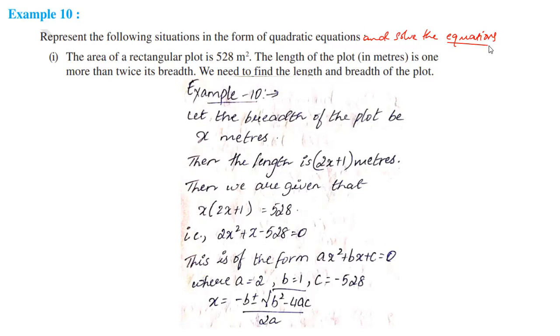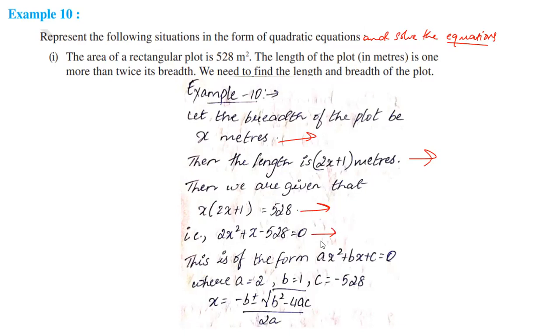I assume this question has already been solved. I think we have derived till we get the quadratic equation. I have explained this in the previous lecture sessions. You can go back to the lecture sessions and watch. Let the breadth be x meters, length be 2x plus 1. Later on, the product will be this because they have given the area. Area is nothing but product of length and breadth. So this is the quadratic equation.